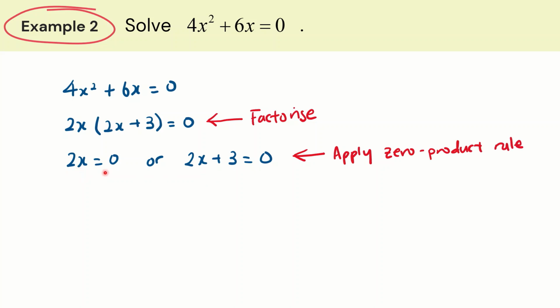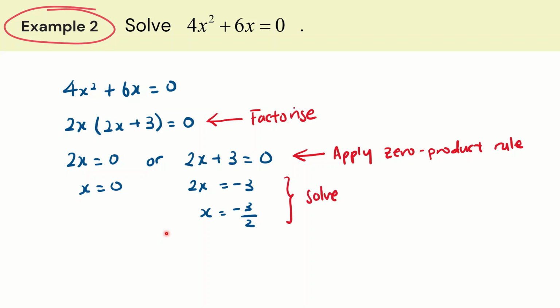Because 2x equals 0 is not yet at the final stage, as we want x equals something, to solve 2x equals 0, it is just x equals 0, because we divide by 2 on both sides and 0 divided by 2 is equal to 0. Then we move on to the second linear equation, 2x plus 3 equals 0. The first step is to write 2x equals negative 3, where I shift the positive 3 to the right. And then x equals negative 3 divided by 2. Hence, we get this other solution from this linear equation.